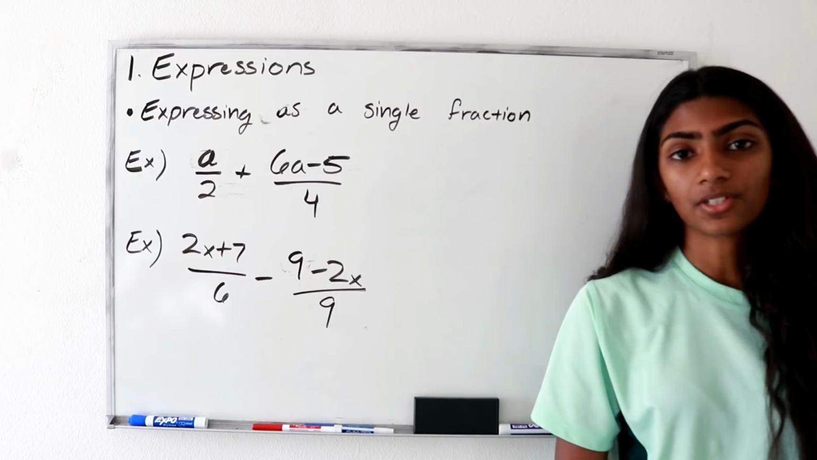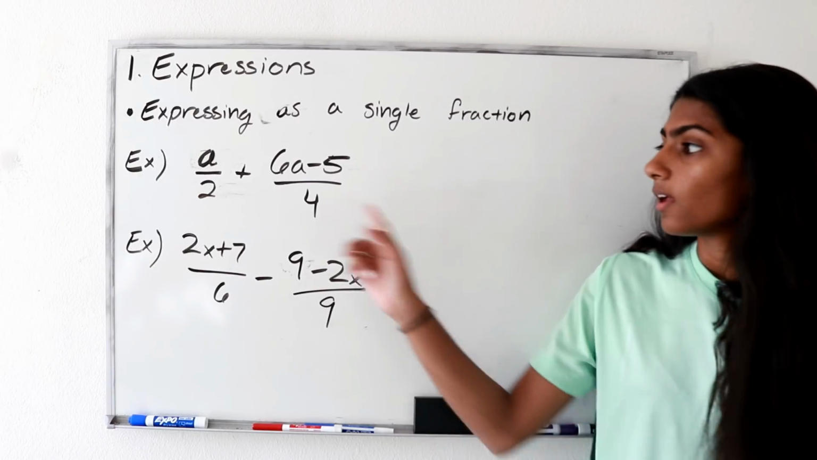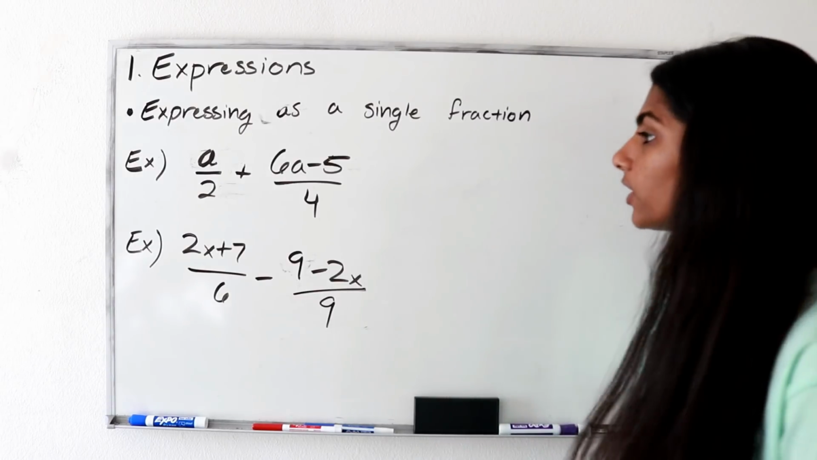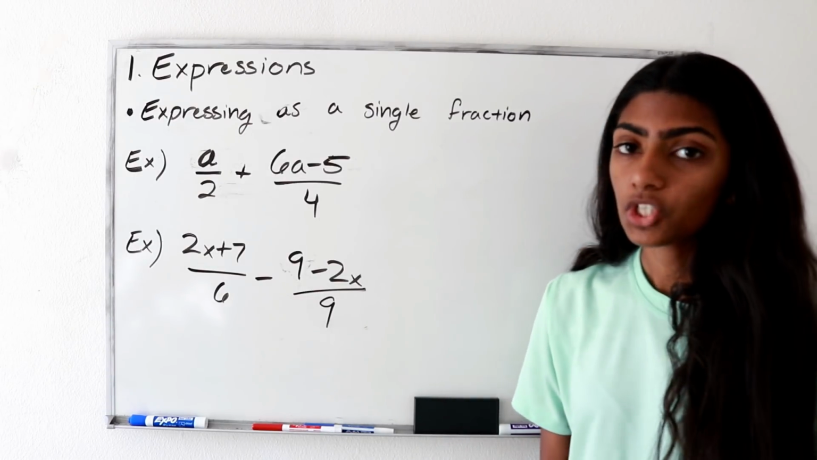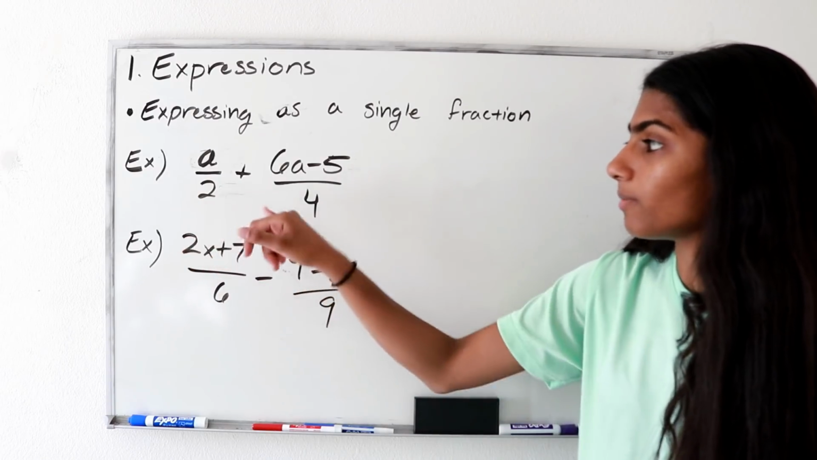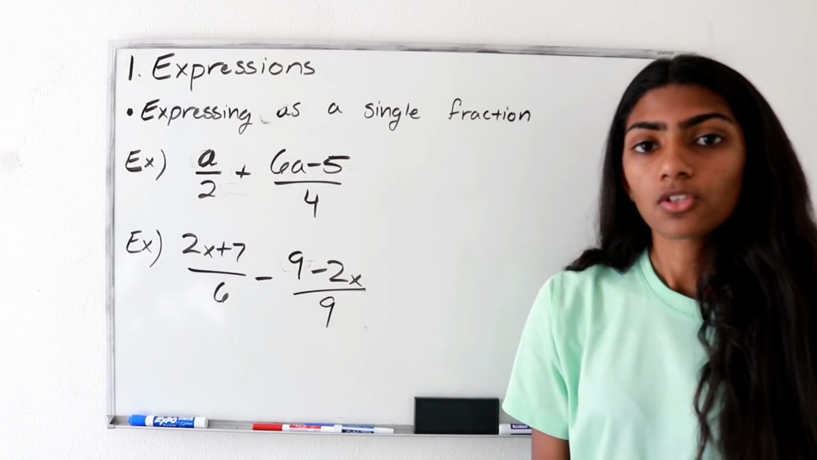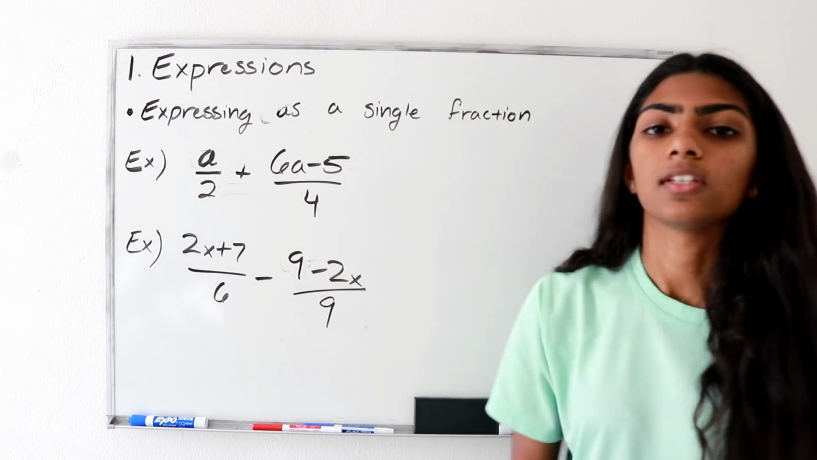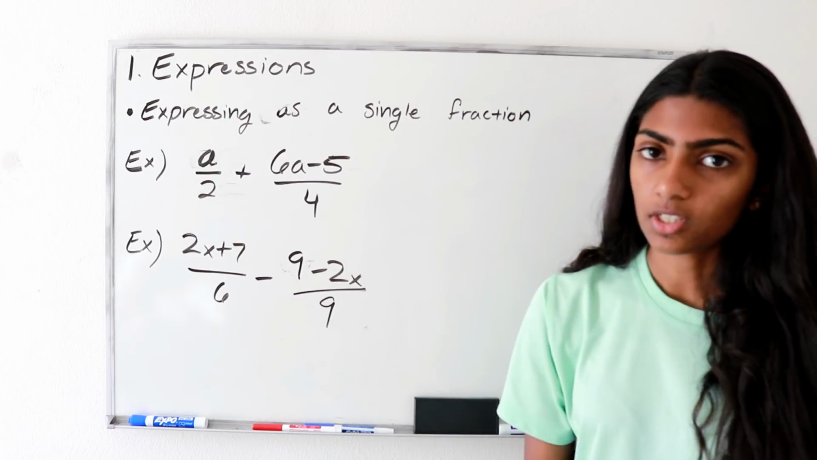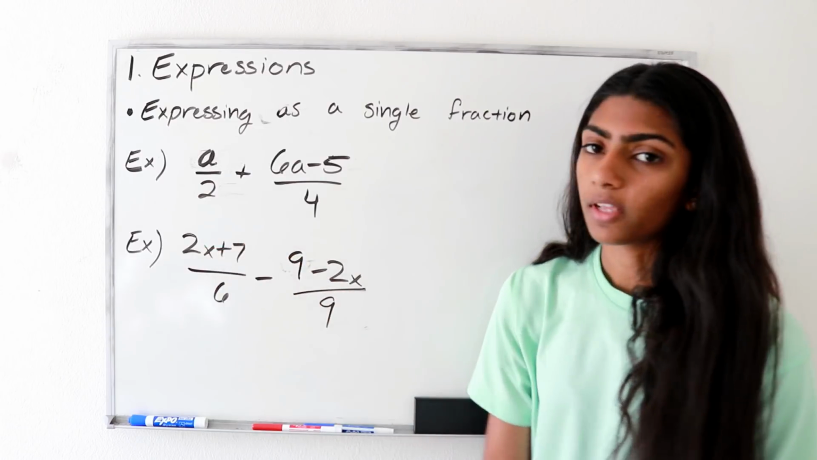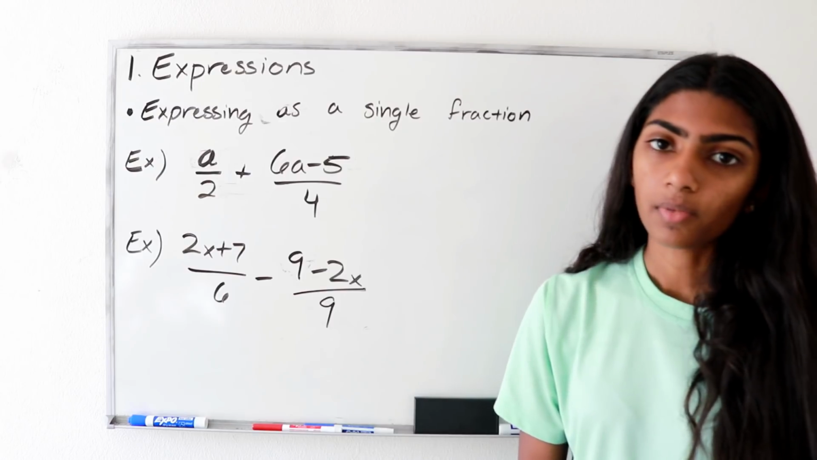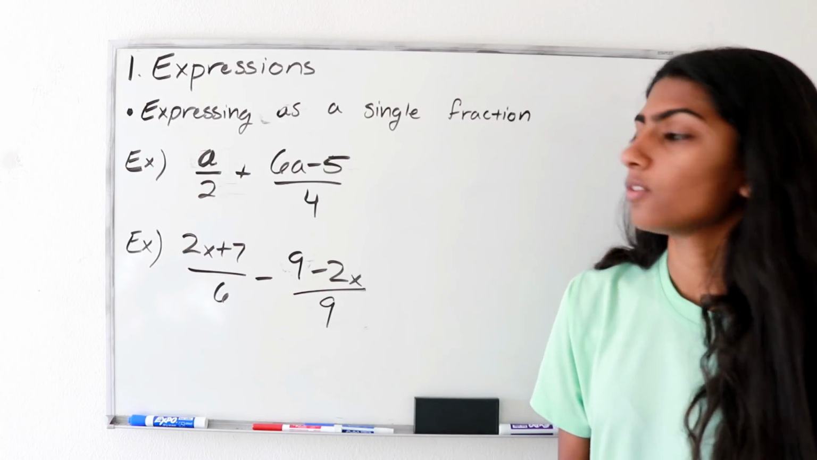And finally, for expressions, we are going to look at how to express a multi-fraction expression as a single fraction. So, if you look here, our first example, we have a over 2 plus (6a minus 5) over 4. And you can see that these two terms are being added. And as you know, when you add two fractions, the first thing you want to do is make sure the denominators are the same. Whatever we do to the denominator, we have to do to the numerator.